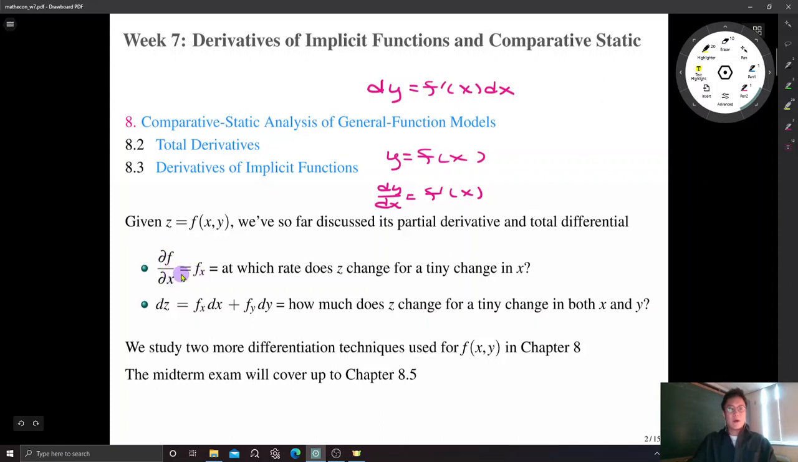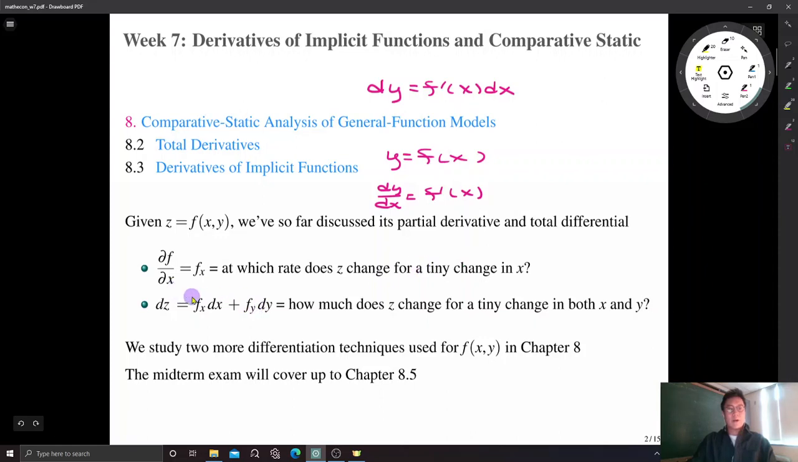If we consider partial with respect to x, it tells us at which rate z changes for a tiny change in x. So we keep variable y constant, and we treat x as the only variable. If x changes, at which rate does the function f or variable z change? That is the partial with respect to x. So that is the rate of change of the function in response to a tiny change in x, keeping the other variable constant.